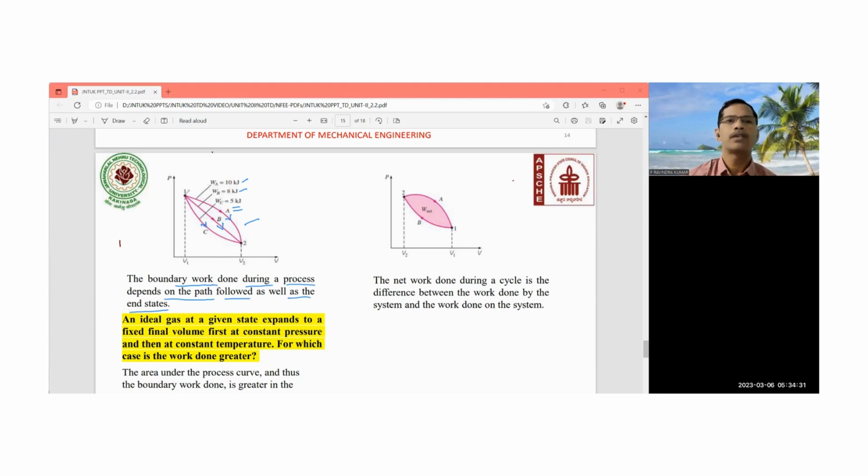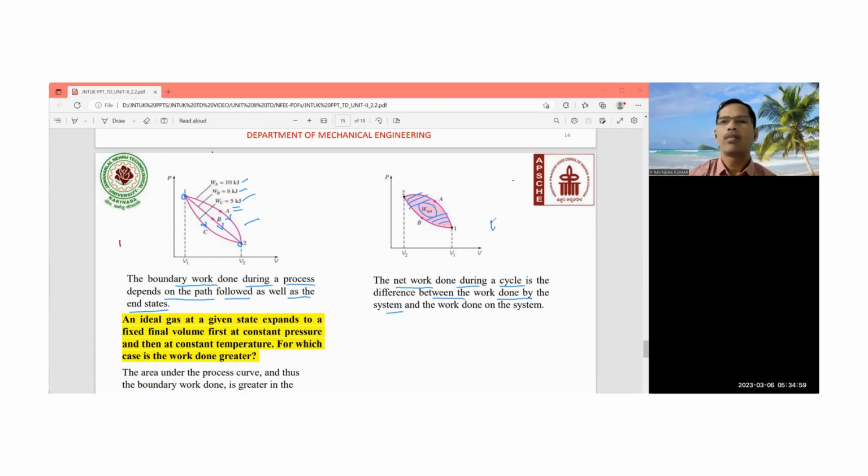Path followed as well as the, so for the same end state following the different path, then what about the work output? So now here there is the net work done during the cycle. This is the net work done. The net work done during a cycle is the difference between the work done by the system, right?